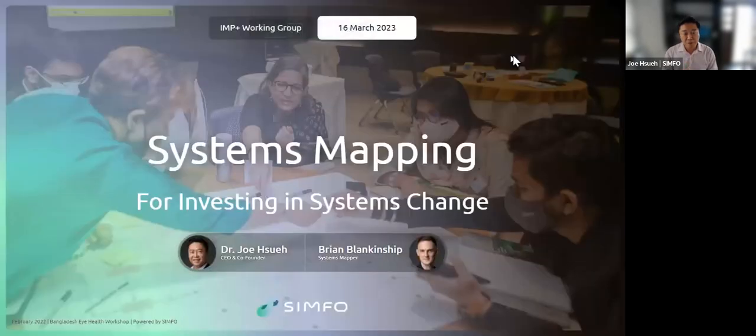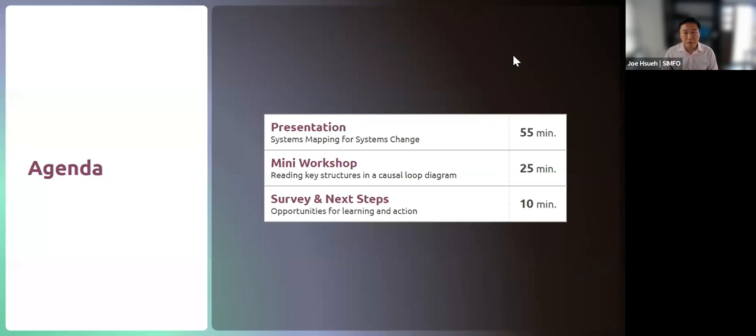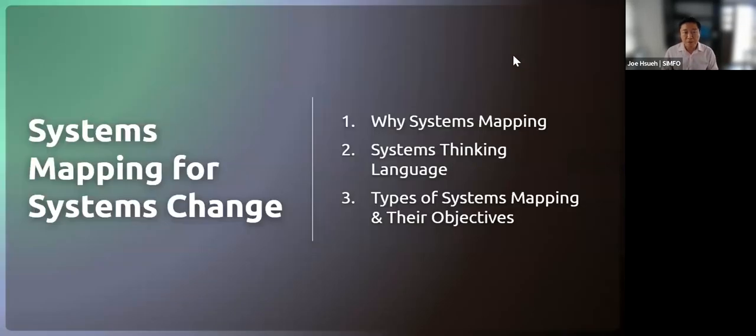I'll be co-leading this with my colleague Brian on the line here as well. System mapping for investing in system change. We'll spend about 55 minutes on the presentation and cases, then a 25-minute mini workshop, and then Q&A and next steps in the last 10 minutes. I want to give you some introduction on why systems mapping, why it is needed, some basic system thinking language, and the types of maps and their objectives under different phases of system change.